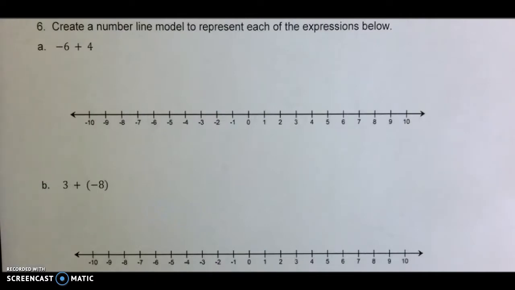In question number 6, we have 2 more examples that we're going to model on the number line. And if you look closely at our 2 examples, you'll see that in each problem there is a positive number and a negative number that we are going to be adding. So we'll start with part A.